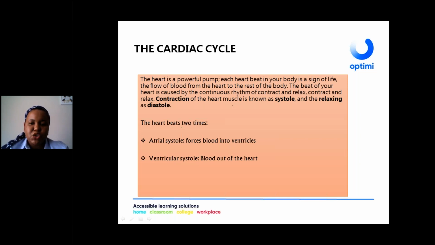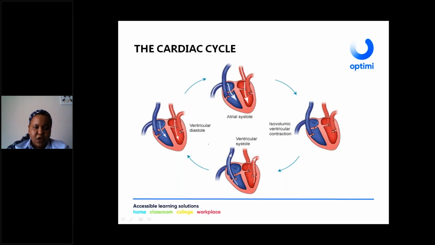Okay, the heart beats 2 times. The first one is known as an atrial systole, and it is when blood is forced into the ventricles. The second one is the ventricular systole, and this is when blood is forced out of the ventricle into the pulmonary artery to the lungs. Okay, so basically this is how it works.